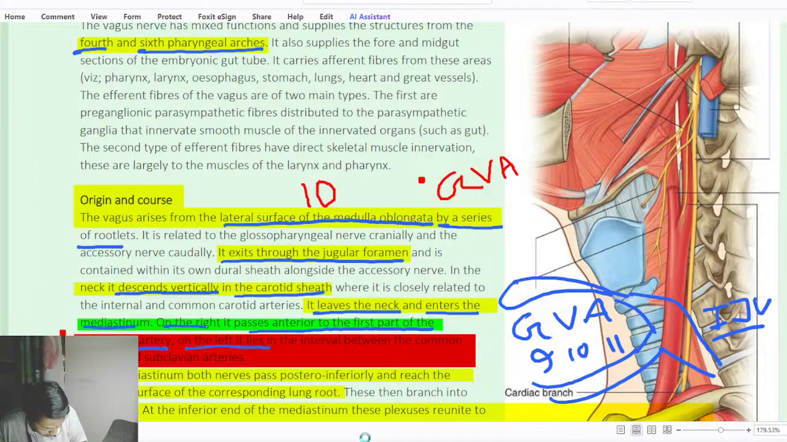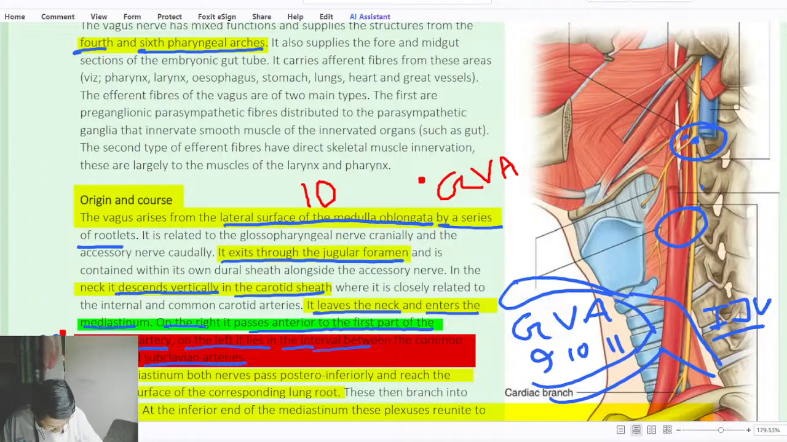On the left side, it lies in the interval between the common carotid and the subclavian artery. These are very, very important, and they give which of the following is true or false about vagus nerve. So we need to remember these facts. In the neck, we have seen they remain in the carotid sheath. This is vagus nerve, remaining within the carotid sheath. This is the internal jugular vein, the common carotid, and this is vagus.